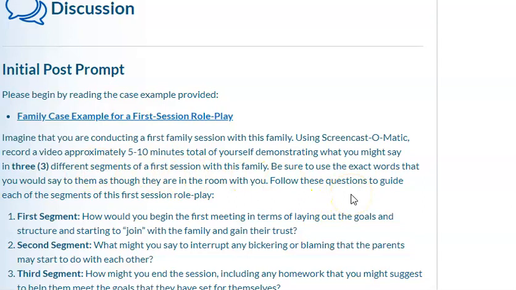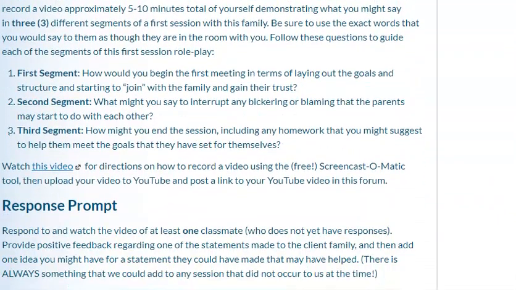So be sure to use the exact words that you would say to them as though they are in the room with you. So the questions to guide each of the segments are as follows. Your first segment, how would you begin the first meeting in terms of laying out the goals and structure to join with the family and gain their trust? Again, joining is another key concept in structural family therapy. The second segment, what might you say to interrupt any bickering or blaming that the parents may start to do with each other?